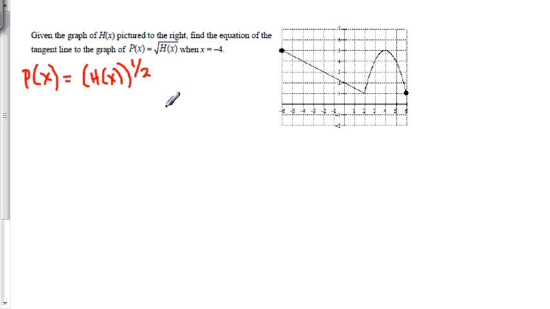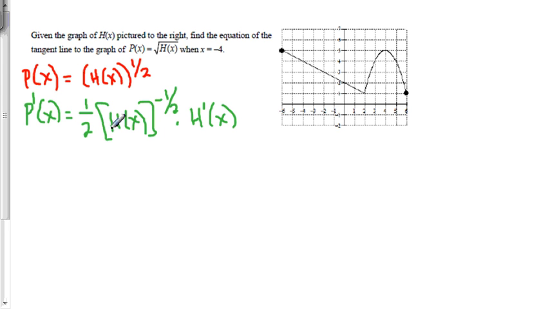All right, so given the graph of h of x pictured to the right, find the equation of the tangent line to the graph of p of x when p of x equals the square root of h of x when x equals negative 4. Right when I hear tangent line, I'm thinking derivative, because the derivative equals the slope of the tangent line. So first thing I'm going to do is rewrite p of x, instead of square root of h of x, as h of x to the 1 half, and now I'm going to take the derivative.